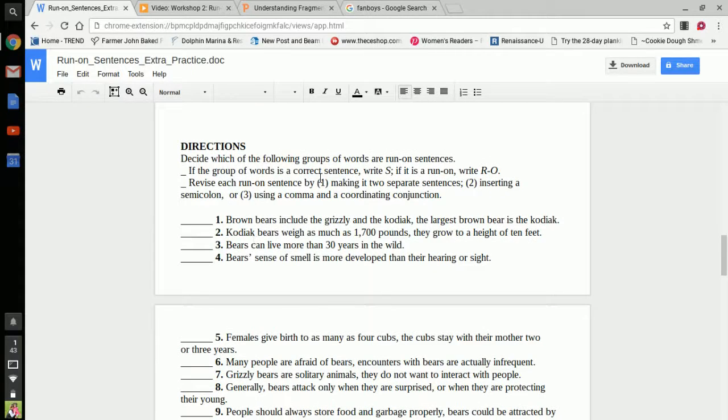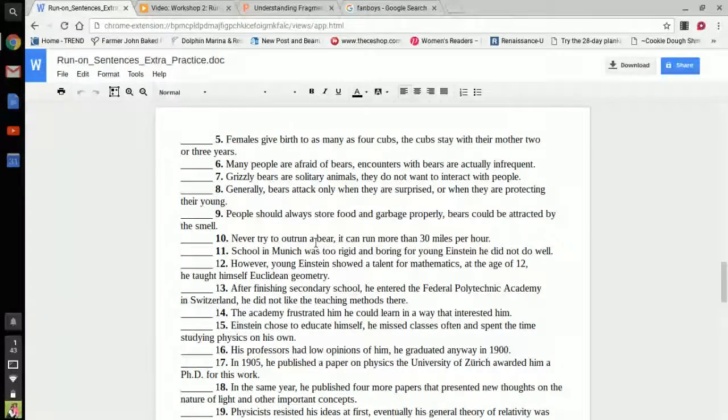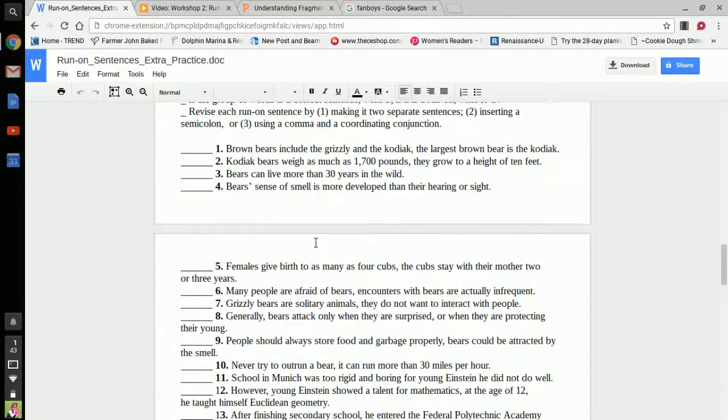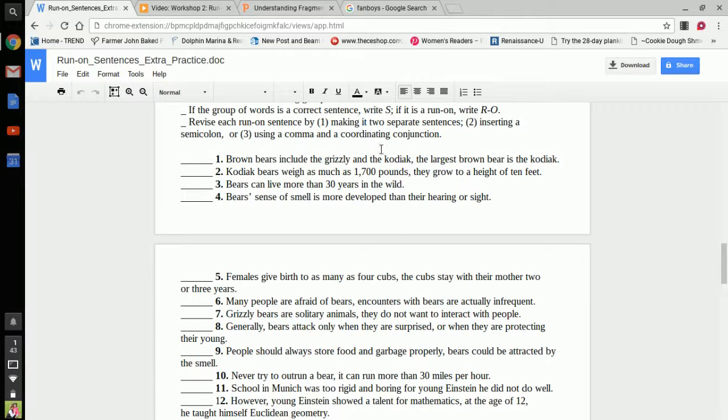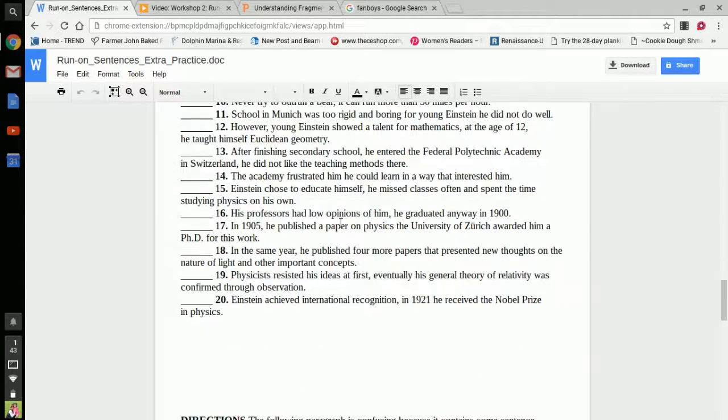Decide which of the following groups of words are run-ons. If the group of words is a correct sentence, just write S. If it's a run-on, write RO. If it is a run-on, you have to correct it. So you have to rewrite the sentence, and you have to use one of these three ways. Once again, do not use the same type of correction for all of them. This has 20. So you might want to do the first 5 as separate sentences, the next 5 as a semicolon, or you might want to just figure out which one works best. But don't just go through and make them all separate sentences, because then you won't get your points. You have to use all of them.